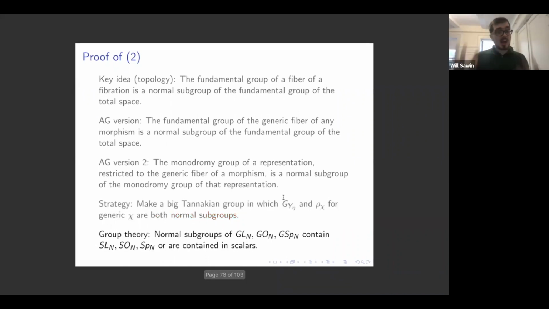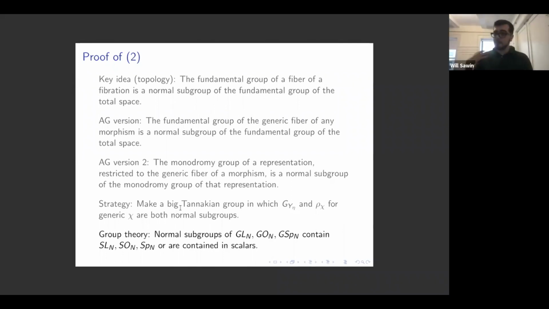And because the Tannakian group contains SLN, SON, SPN, the big Tannakian group will contain SLN, SON, SPN. So it'll probably be a group like GLN, GON, or GSPN. And if you think about the normal subgroups of these groups, they're either big themselves, they contain SLN, SON, SPN, or they're very, very small. They're contained in the scalars. So by having this kind of abstract normality property, we only need to eliminate some enormously small groups, which are groups contained in the scalars.